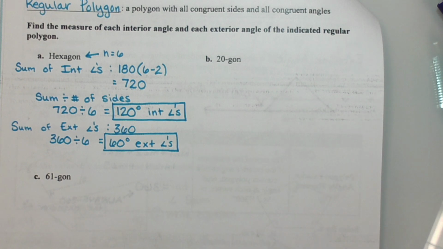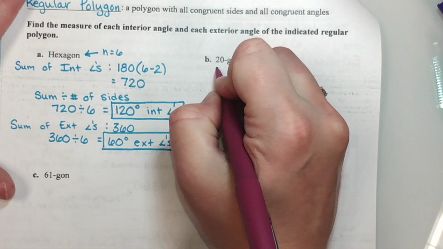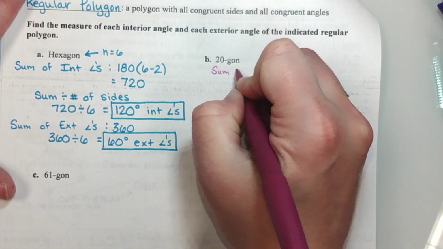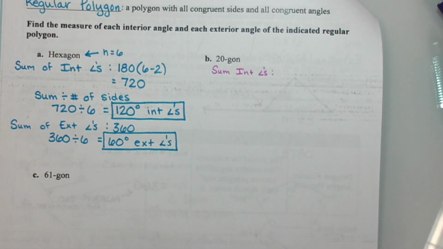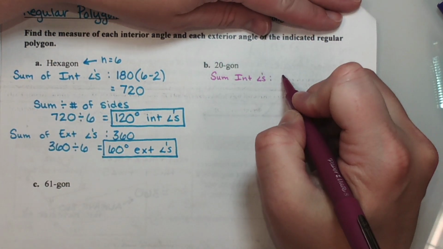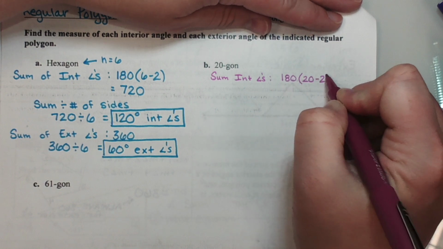So that's another type of problem you're going to see today. Got a couple more examples of it. Next one's a 20-gon. I want to find the sum of the interior angles. Kylie, what would you tell me to do? 180 times 20 minus 2.